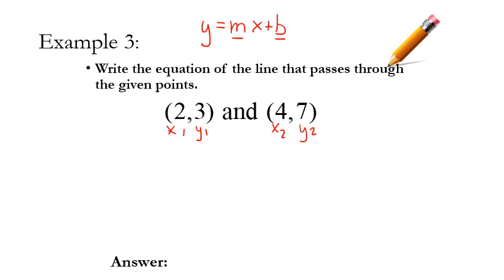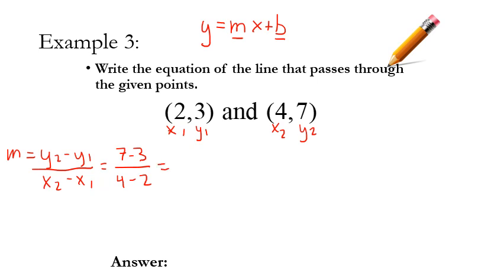I know a slope formula between 2 points. I can use it to find the slope. y2 minus y1 over x2 minus x1. So my slope will be 7 minus 3 over 4 minus 2, and simplify. 4 over 2 is 2. So my slope is 2.